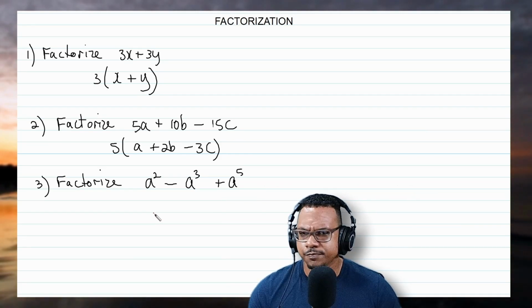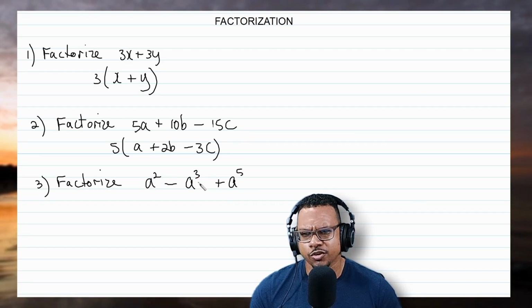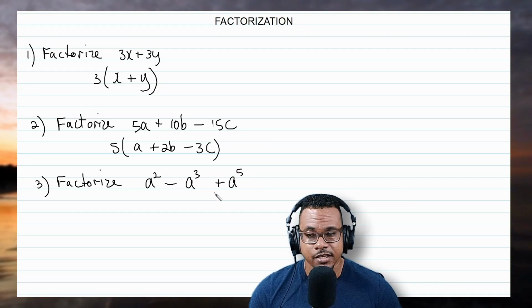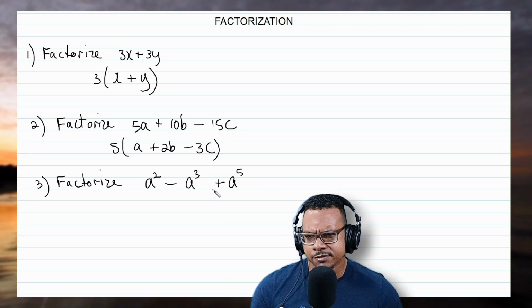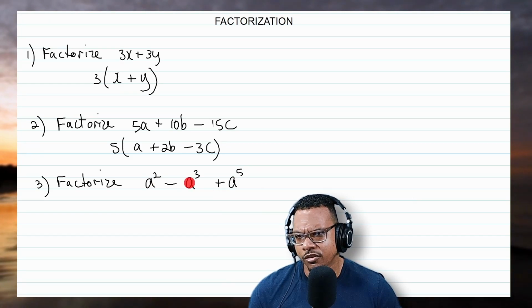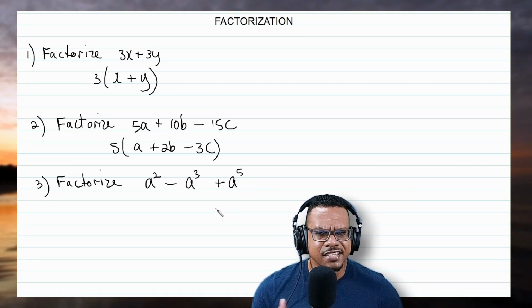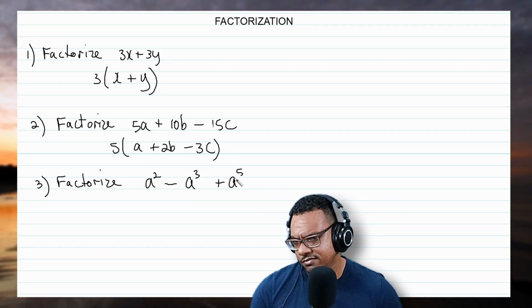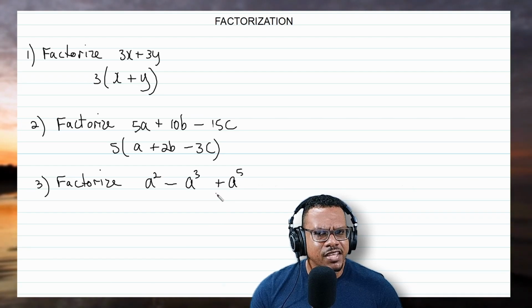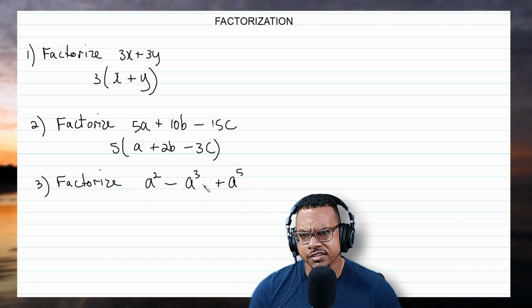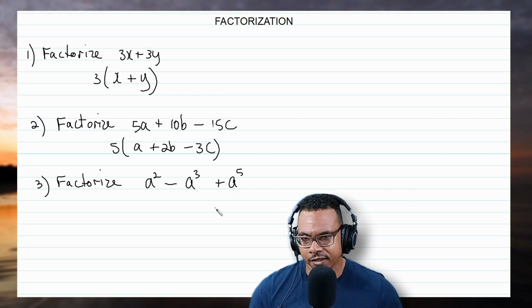Now let's look at the third question here. Let's deal with the symbols. So I have a squared take away a cubed plus a to the power 5. I'm going to factorize. Now I'm going to ask myself, what is the highest thing that could go into all three terms? Now some people want to say that's a because a could go into all three terms. That's true. But a is not the highest thing that could go into all three terms. Let's start with the wrong thing.